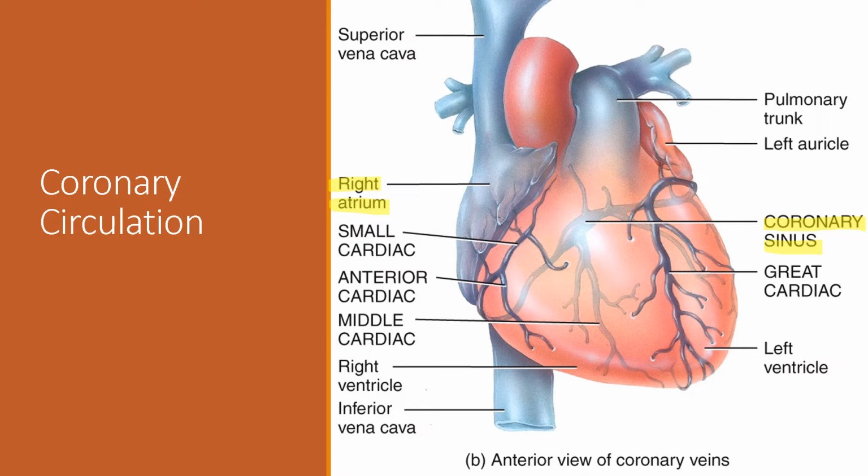Now, the principal tributaries that carry blood into the coronary sinus are going to be the great cardiac vein. This is in the anterior interventricular sulcus, which drains the areas of the heart supplied by the left coronary artery. So it drains areas supplied by the left coronary artery.